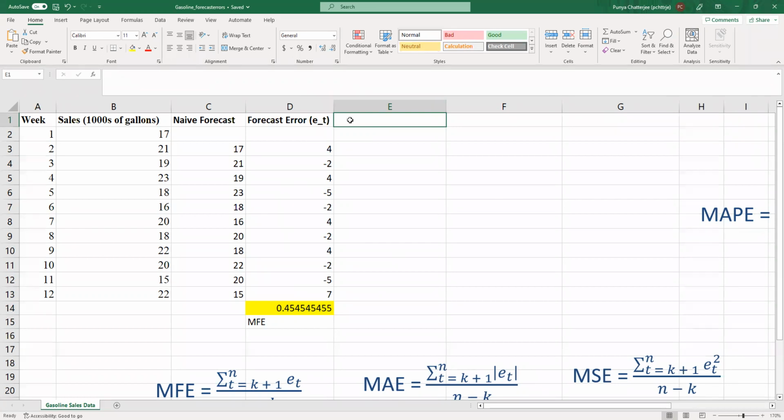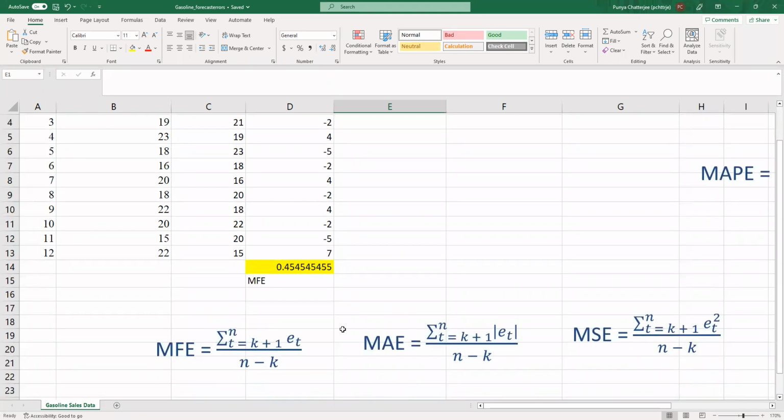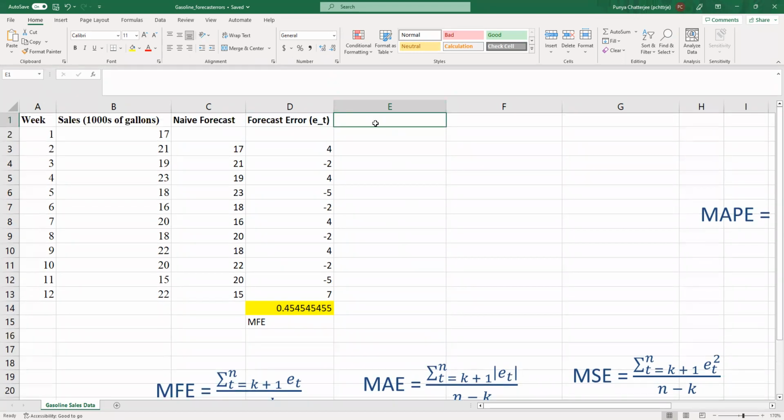So the MAE, the long form of that is mean absolute error. So you're just going to take the absolute value of all of that and then use the same formula, right? So instead of ET, I'm adding here the absolute value of ET. Okay, so let's create the absolute forecast errors.